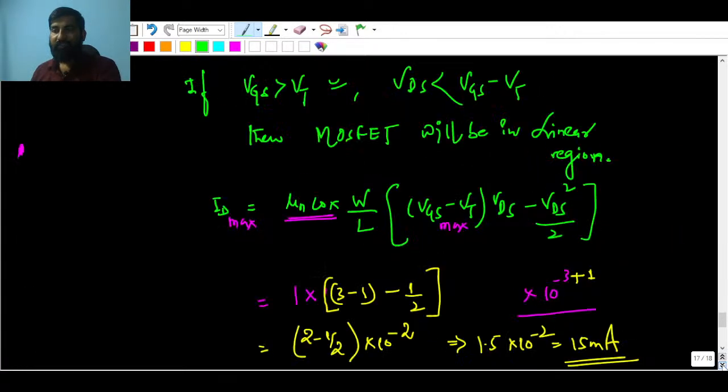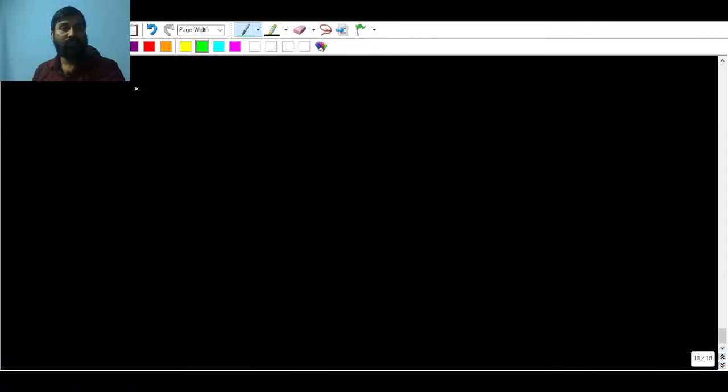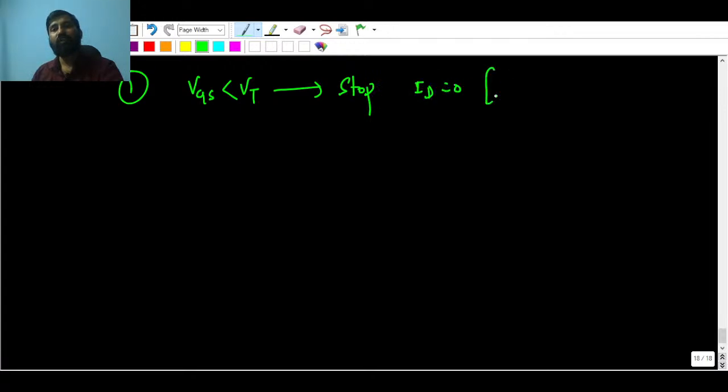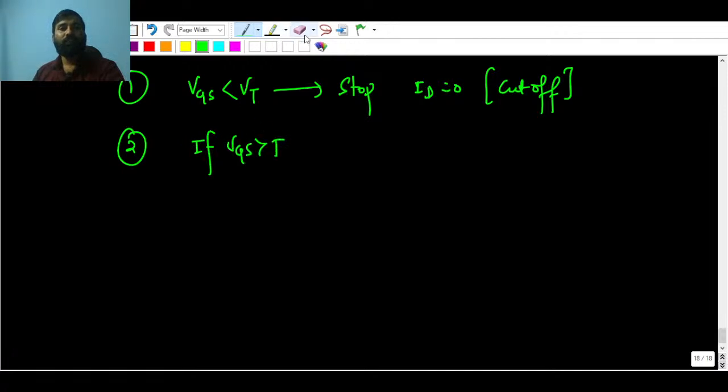Let me write the equation for C. Number one case: if VGS is less than VT, stop, your ID will be 0, and this is known as the cutoff region. Your MOSFET is in cutoff. If VGS is greater than VT, then what can you do? Check further.